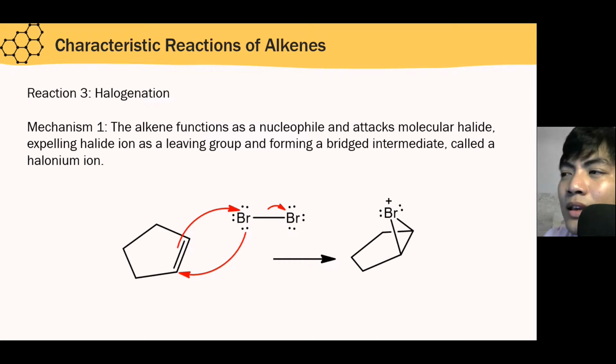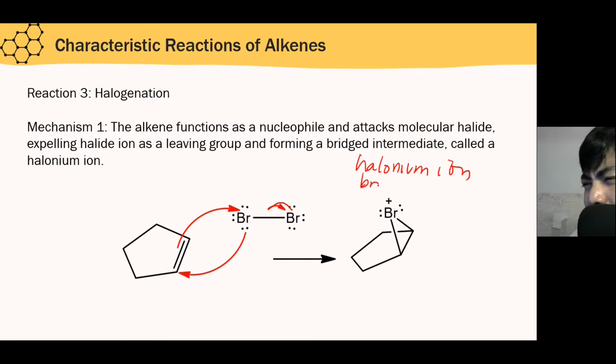anti-addition. Okay, so again, just keep in mind that the alkene will attack one of the halogens. Okay, so this is the bromine molecule. So when that happens, it returns its electron to one bromine and we will have this triangle. Okay. So this triangle is called the halonium ion or the bromonium ion. Okay, so it will form this intermediate.